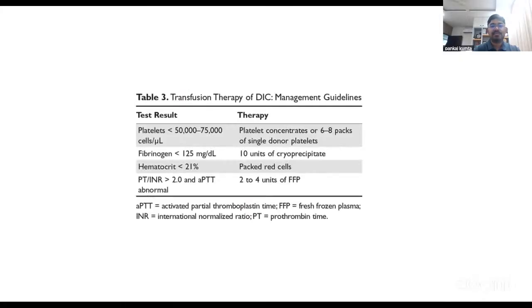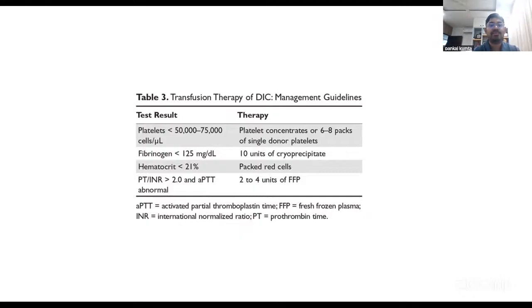So this is again something you need to be looking at. And transfusion therapy, again, the management guidelines are very straightforward. Platelets, if it is less than 50 to 75,000, generally we take 50,000 as a reasonable target. Yes, if it is more of traumatic brain injuries and all, you may have to consider a higher number, but 50,000 is a reasonable target. So platelet concentrates or single donor platelets will be helpful.